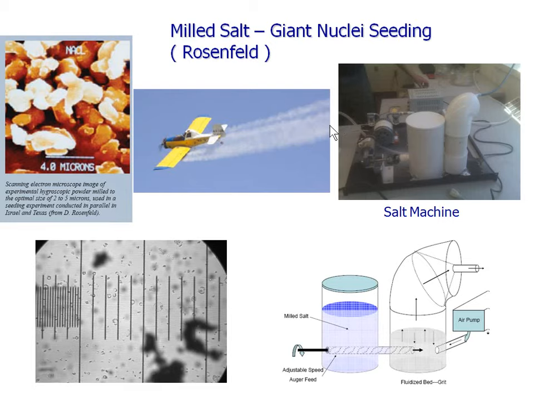For the giant nuclei, we owe this to Danny, and he has his milled salt, and here are some of his pictures. To dispense that, we've developed what we call a salt machine, which is sort of a farmer's engineering project. The salt is in here, and we have an auger feed, so we can adjust the feed of the salt into a fluidized bed where we have a grit. There's a flow in here, and the idea is that the grit itself will knock apart any salt particles that are sticking together.